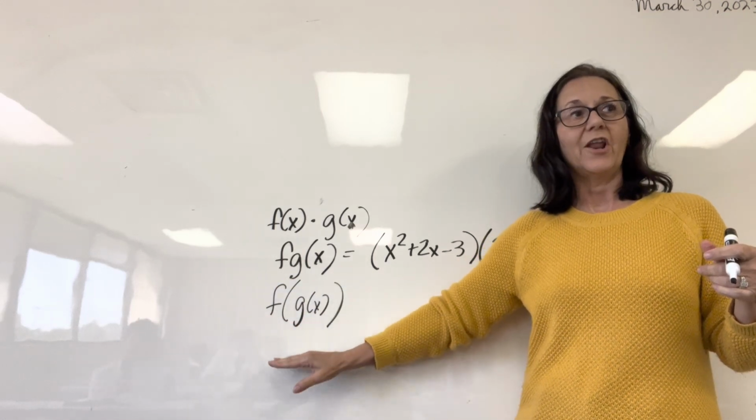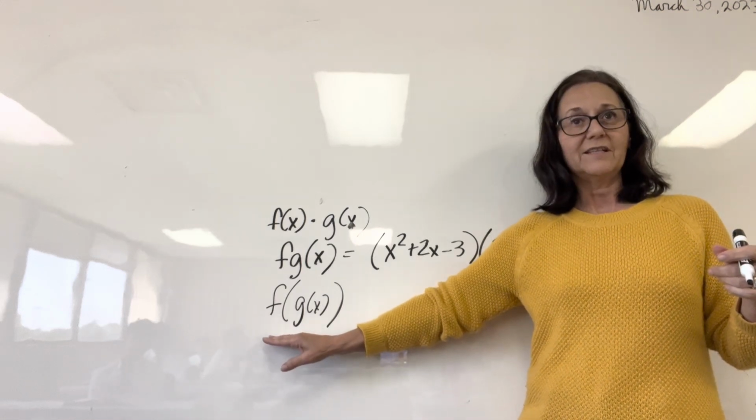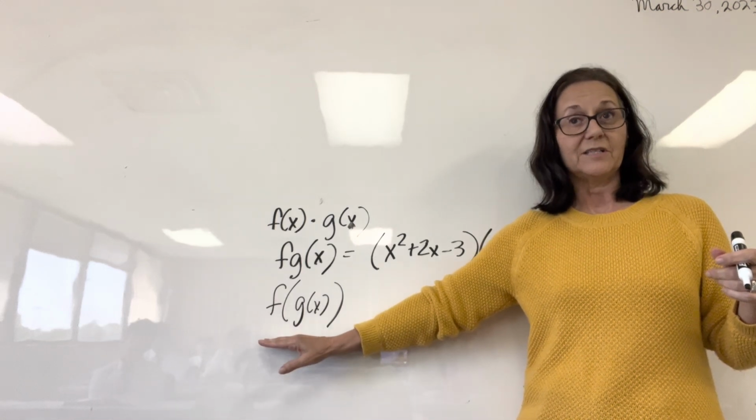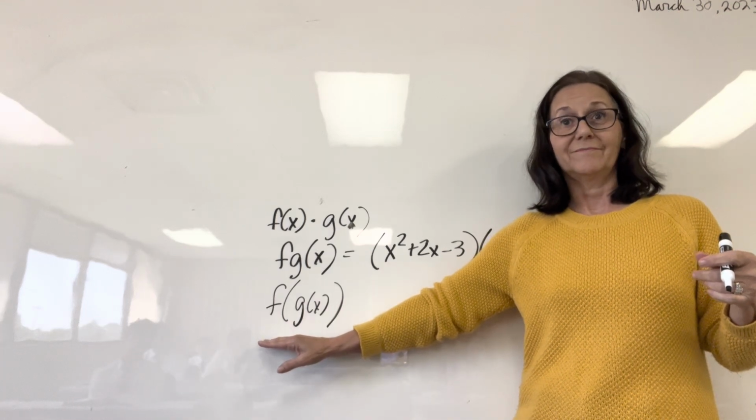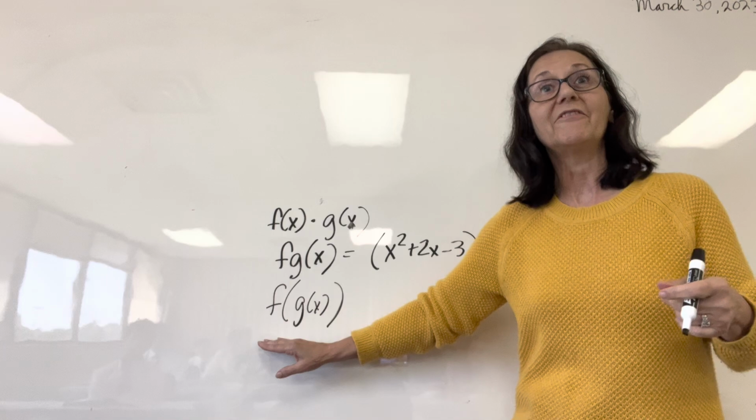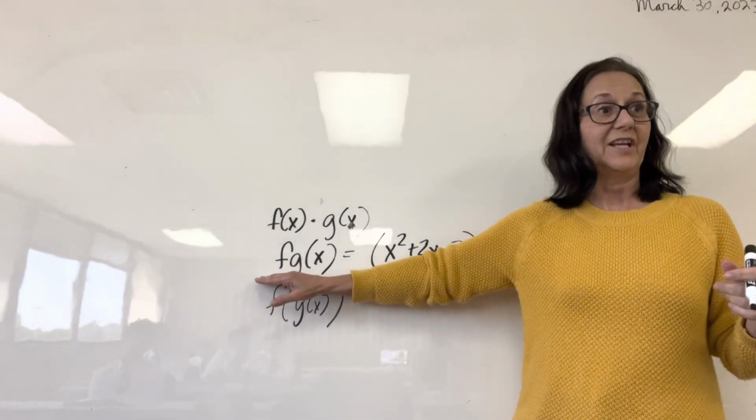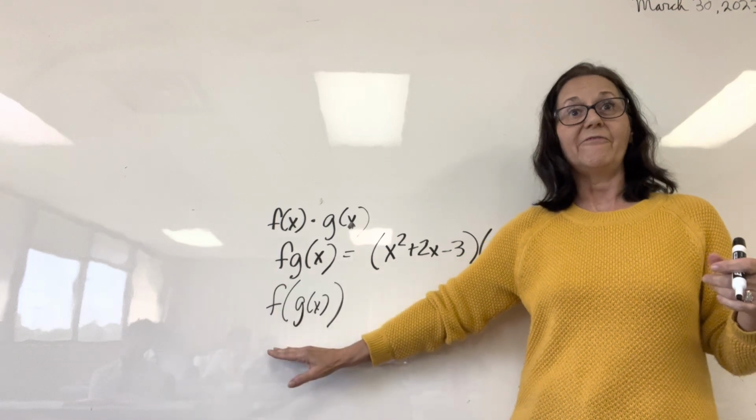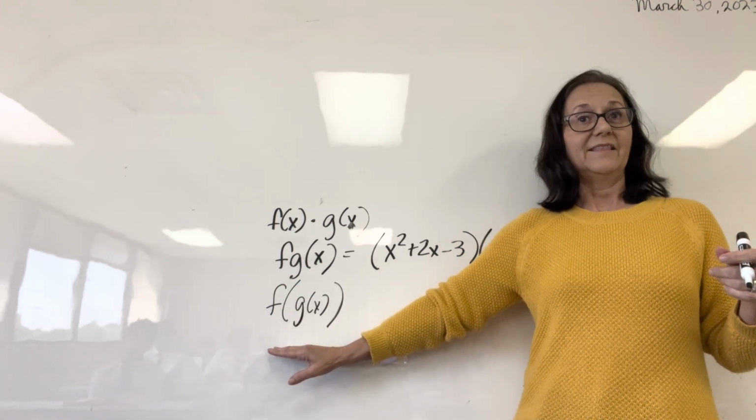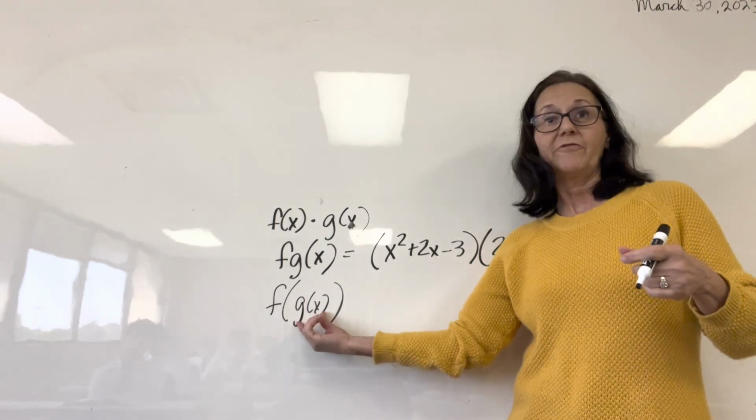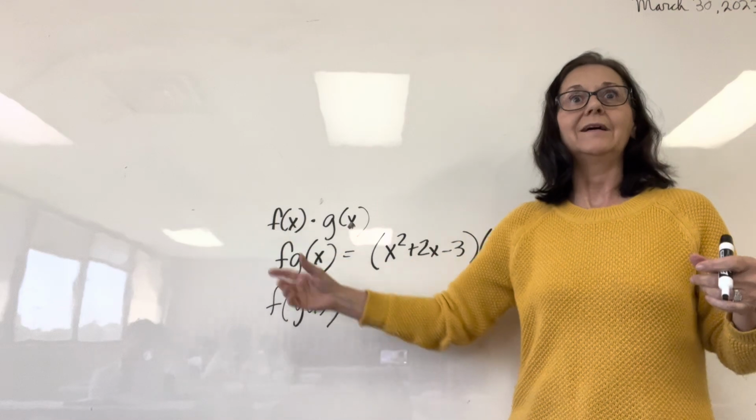This is not multiplication. If you see this on the ACT, I'm going to teach you this soon, but it's something different. F of g, that is f of g of x. That's how you say this. This is f times g of x. This is f of g of x. And this is more PEMDAS. Solve for g of x, then that output you're plugging into f.